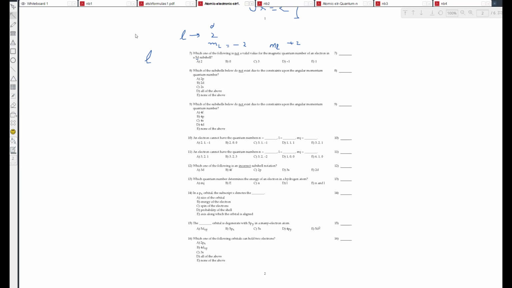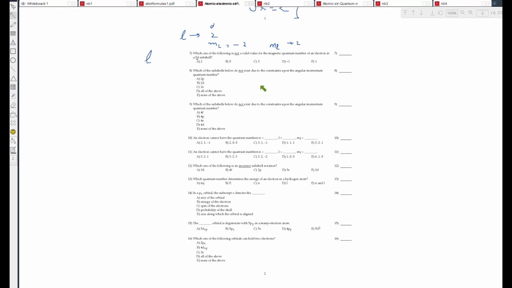Which of the subshells below do not exist due to the constraints upon the angular momentum quantum number? The L value. So 2p does exist. 2d does not exist, because 2s does exist. Which is the correct answer? B. You're right. Why? Because we don't have 2D. We can only have 3D.